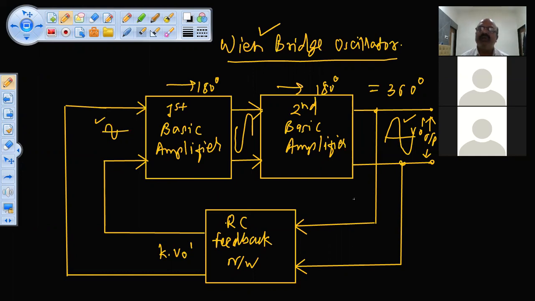So what you need is only to feed back some part of that output signal back to the input without any phase shift. So this RC feedback network doesn't create any extra phase shift. It just provides some part of the output signal back to the input without changing its phase. Okay, without shifting its phase. So that becomes a Wien bridge oscillator.